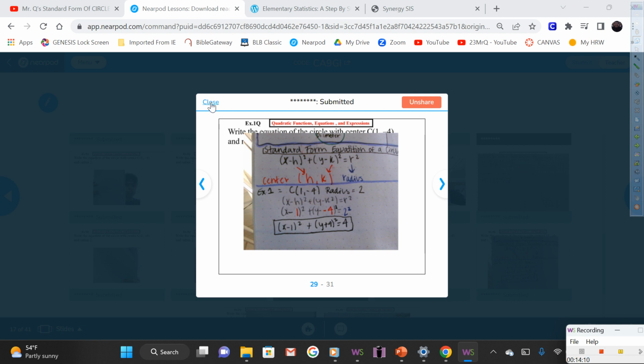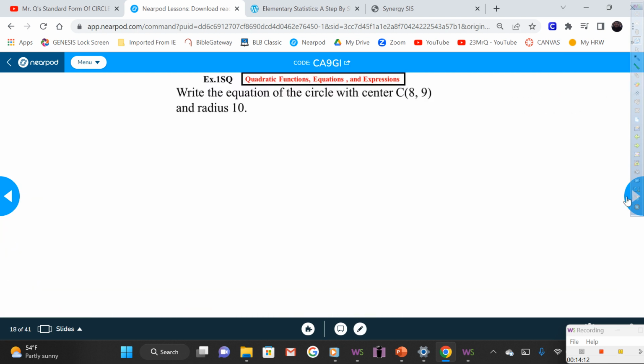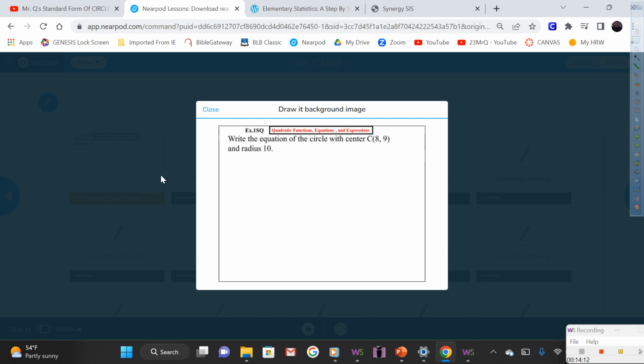But I want you to write it on the screen. Don't copy this one on paper anymore. Write it on your screen. Example 1 super cube. Do that on the screen. Give me the equation of the circle with the center (8, 9) and the radius 10.